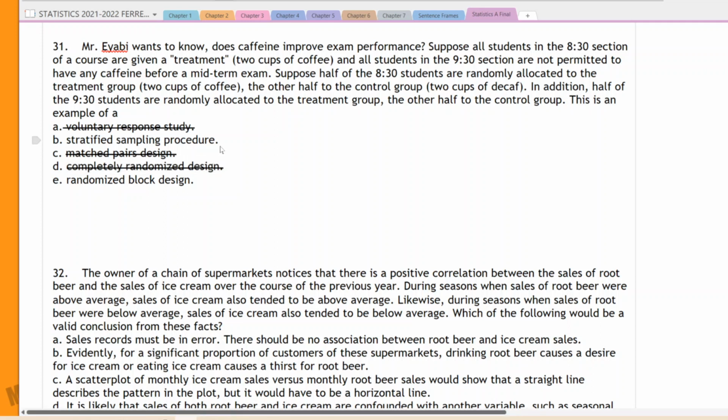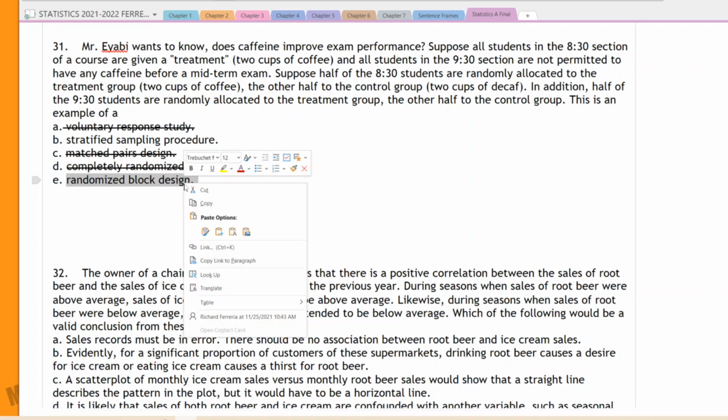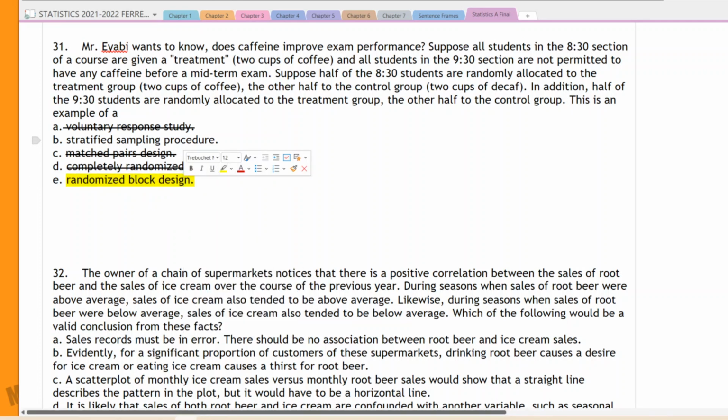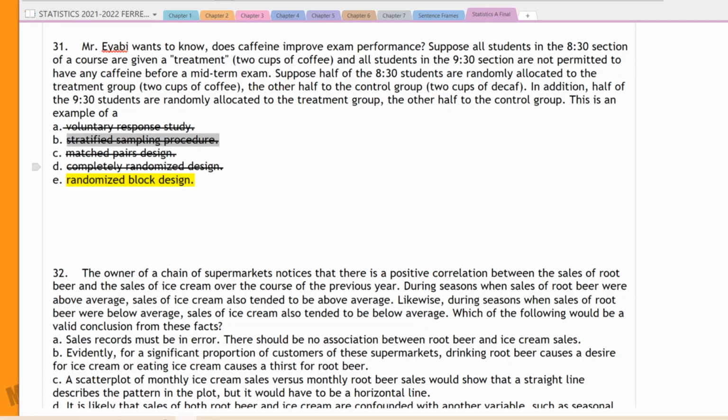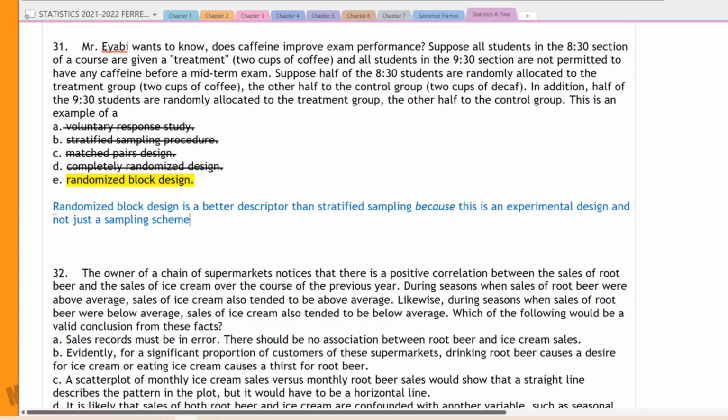So we're down to a stratified sampling procedure and a randomized block design. And the reason why we're going to pick a randomized block design over the stratified random sampling procedure is because we're not sampling. We're actually doing an entire experiment here. So that sounds like the better response of the two. So a little bit confusing. The one thing I will say about this is this doesn't sound like a pretty clear experiment, not a very clean design. But that doesn't mean it's not a randomized block design.